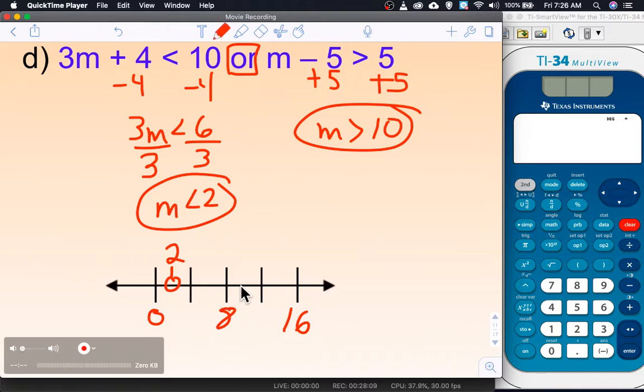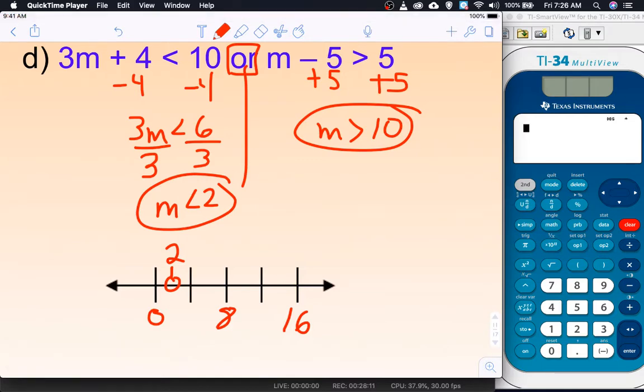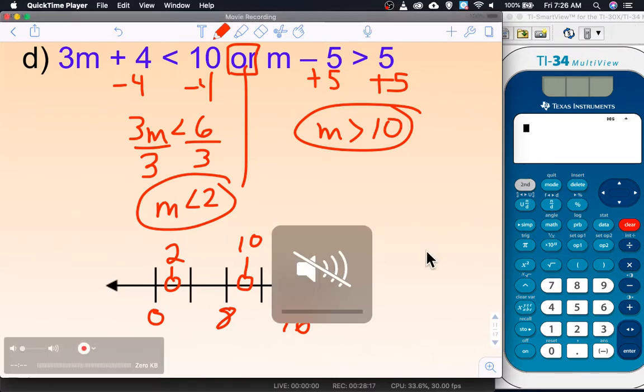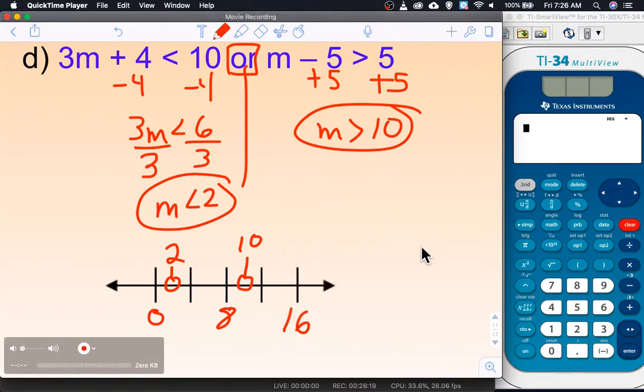So let's make him a little bit shorter. Oopsie. Forgot to turn the sound off. There we go. So those where our lines would be, 2 and 10, our dots, and then we're shading probably on the outside, but look, from 10, greater than, away from it on the outside. From 2 is less than on the outside.